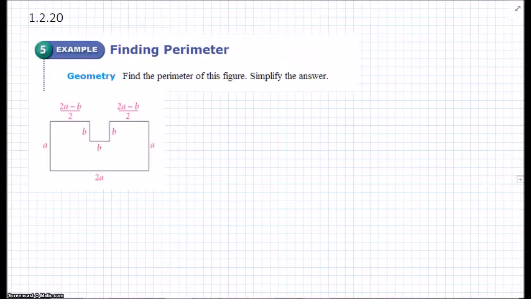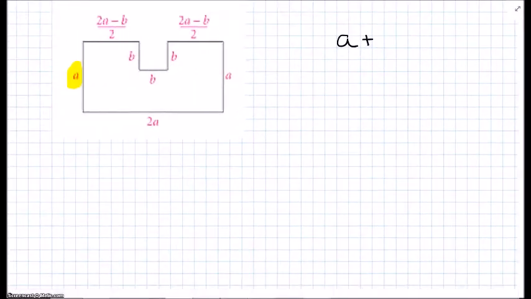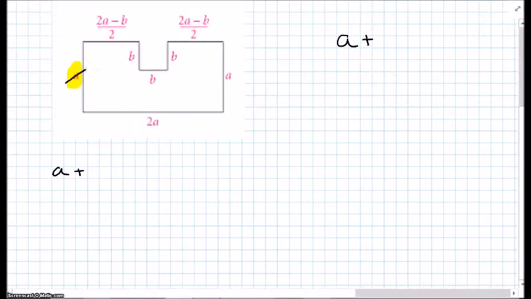Okay, finding the perimeter. Find the perimeter of the figure. Well, first thing, what is a perimeter? It's just the sum of the outsides, right? So let's just add them up. I got an A, so over here I'm going to draw an A. Plus, okay, let's zoom in a little bit. I'll do it down here. A plus, because I've taken care of that one.